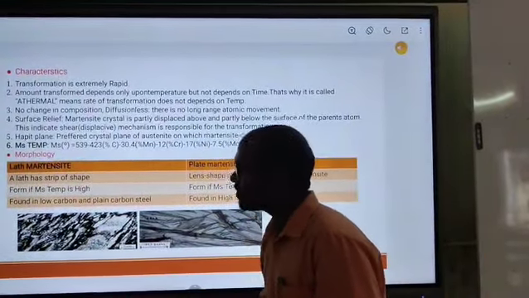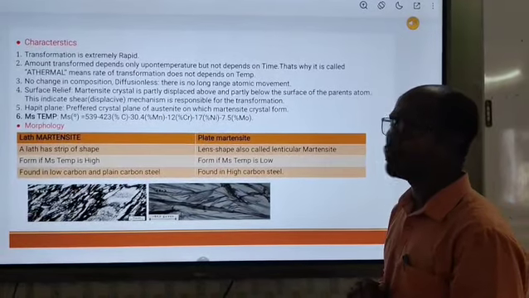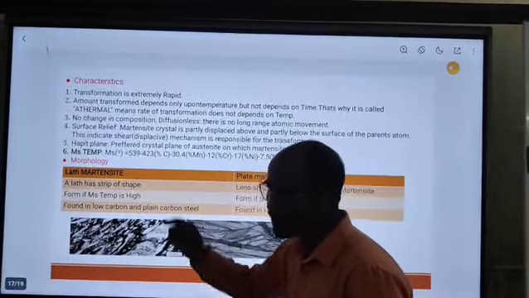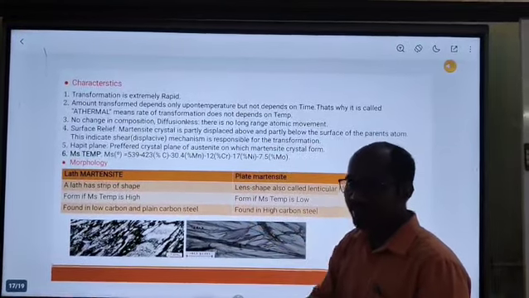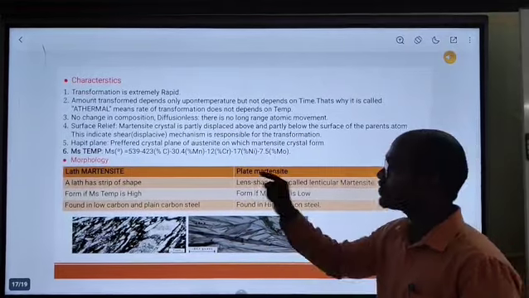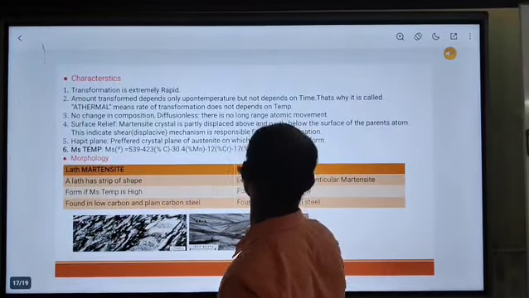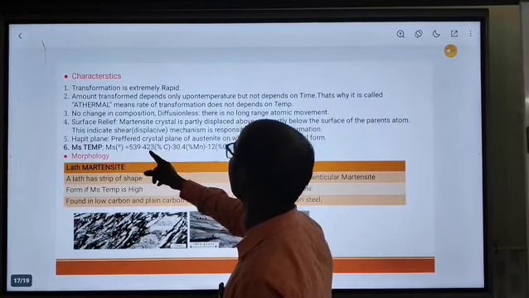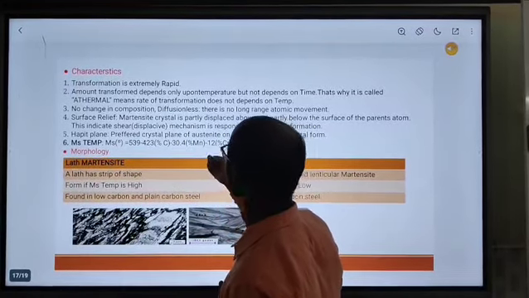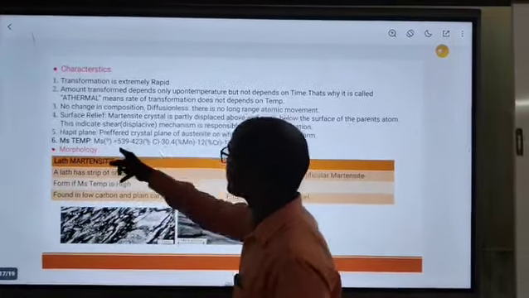So the next one is the MS temperature. How does the MS temperature depend on alloying elements? We have already discussed this when we studied the TTT diagram. When we add alloying elements, the MS temperature decreases. Amongst the alloying elements, the most affecting element is carbon. This is called Andrews' equation: MS temperature equals 539 minus 423 times percentage of carbon minus 30.4 times percentage of manganese, like this. So the major contributor for lowering the MS temperature is carbon.